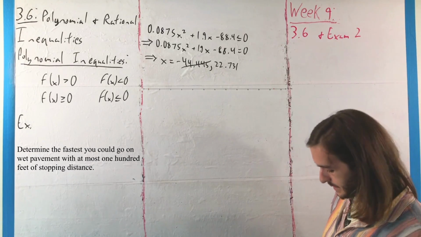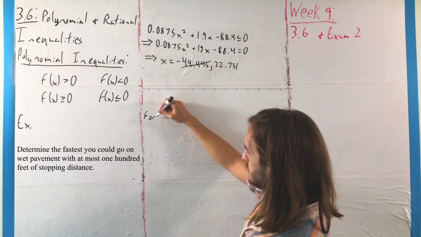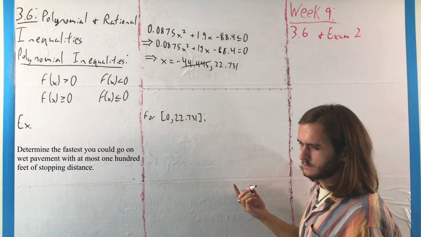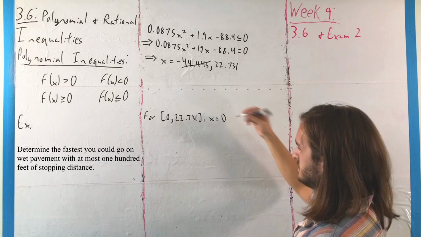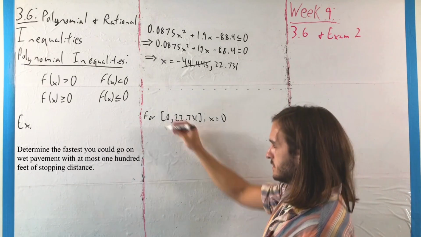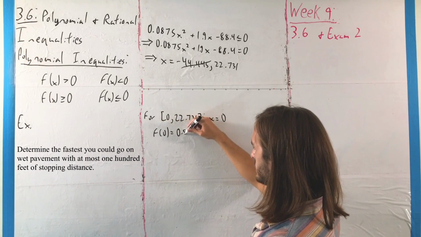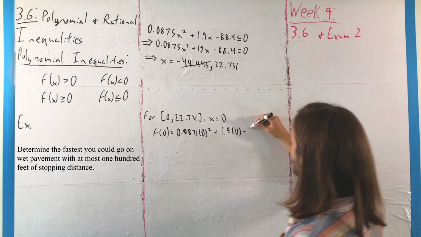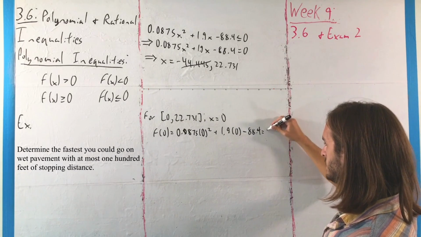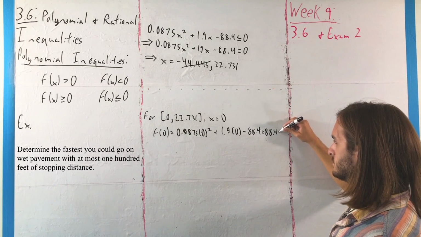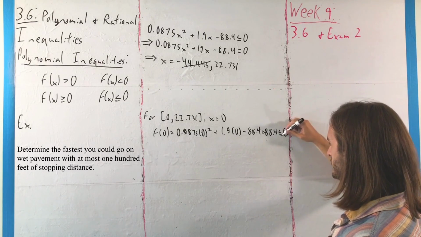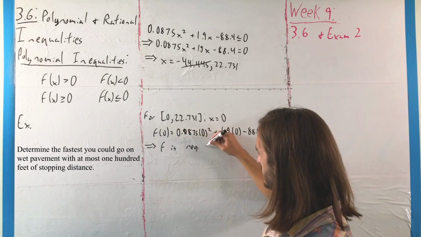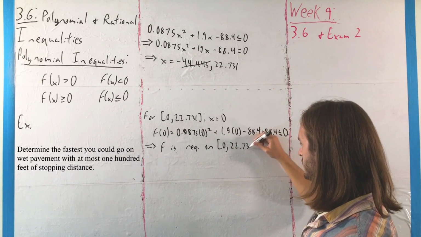And if we want to pick something for that lower interval, for the interval from 0 to 22.731, 0 is in there. It makes sense for how this is going to work, but even if it didn't make sense, you do want to pick x equals 0, because x equals 0 is very easy. We would have f of 0, or 0.0875 times 0 squared, plus 1.9 times 0, minus 88.4, which is just going to be negative 88.4. And that is definitely at most 0, where because that is at most 0, we have that f is negative on the interval from 0 to 22.731, which is what we want.